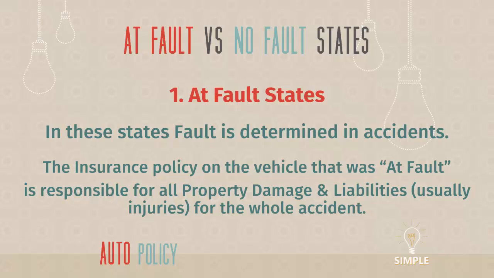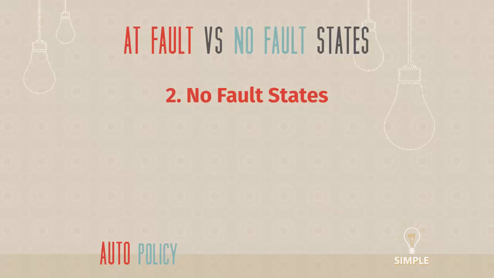So if you're driving along and you stop at a stop sign and someone stops behind you and then the person behind them doesn't stop at all and hits the car behind you and then that car hits you, all of the liabilities there and all of the property damage are on the car in the back of that line because that car is at fault in the accident. So that's at-fault states.